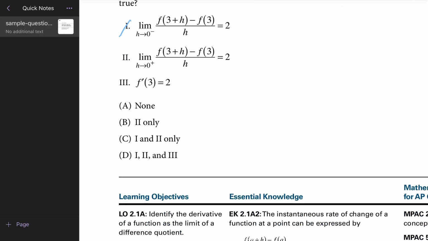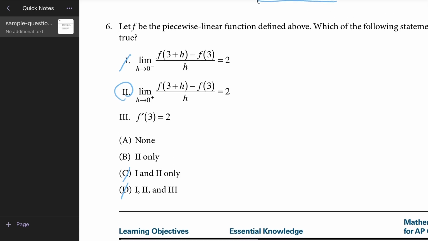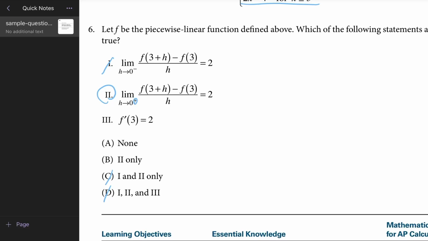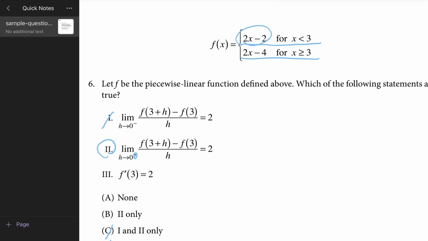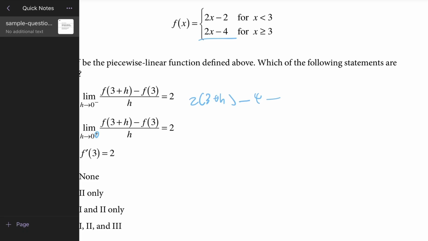Okay, so we can automatically eliminate C and D here, and let's check number 2. 2 is different because now we're approaching 0 from the right side. So now we're using this function for 3 plus h. So we substitute, same thing, we substitute 3 plus h in place of x. So 2 times 3 plus h minus 4 minus f of 3, which we found earlier was 2, divided by h.